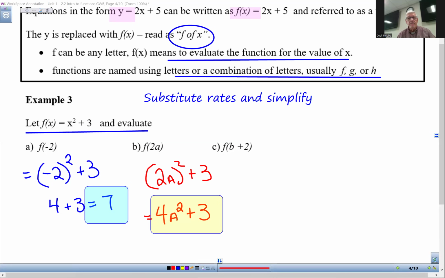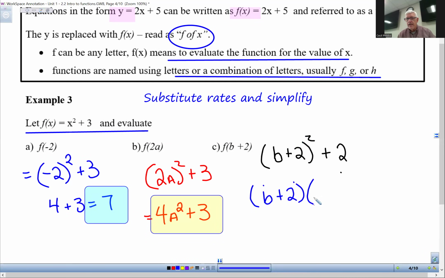All right, our last one is f of b plus 2. So we're substituting b plus 2 in place of x. That means we have b plus 2 squared plus 2. So b plus 2 squared, remember, to square something or raise to the power of 2, you multiply that entire amount times itself. So it's b plus 2 times b plus 2.